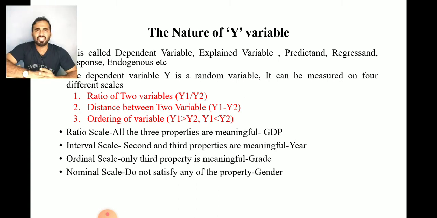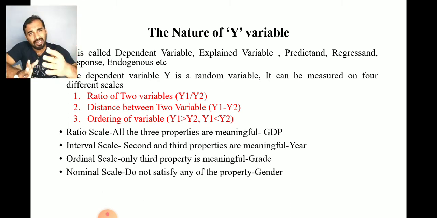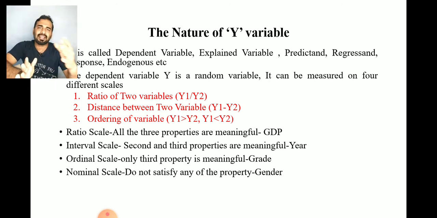Let me take an example. GDP. Okay, what does GDP mean? GDP, your income, your consumption expenditure, all these things are ratio scale variables, because if you subtract a GDP figure from another GDP figure, what will you get? You will get a value, isn't it? Yes. Then if you subtract a GDP value from another GDP value, you will see the difference. Okay, then you can say that in a particular year the GDP is less than that of the previous year.